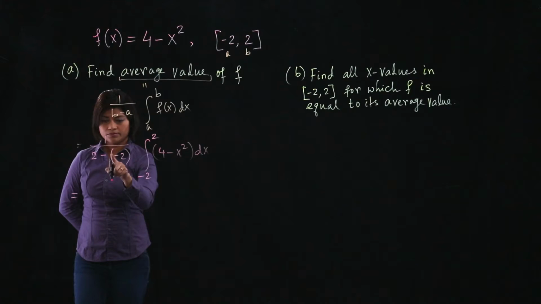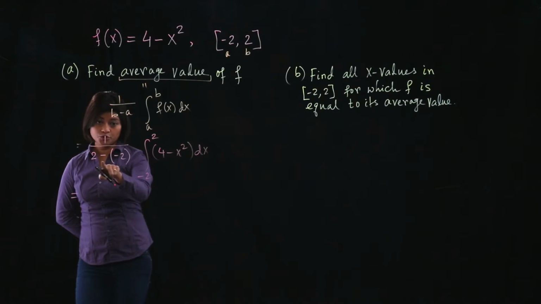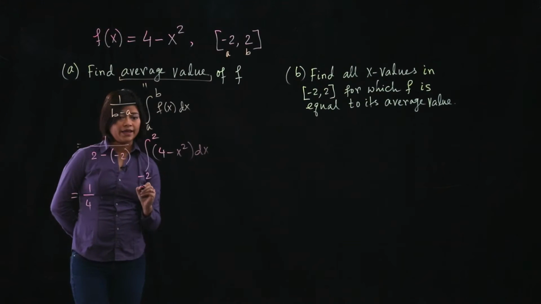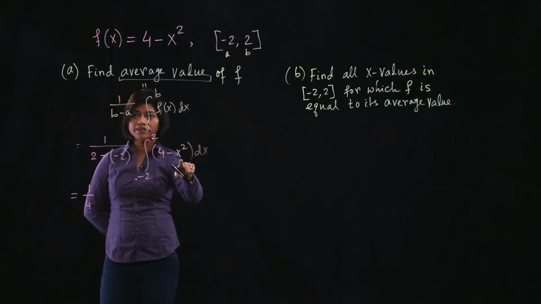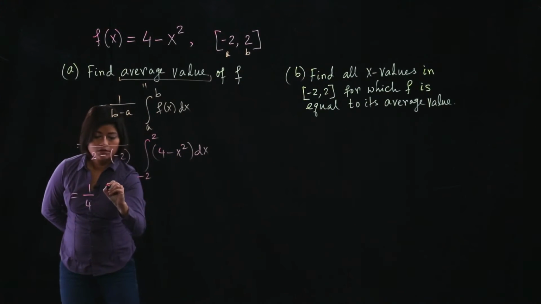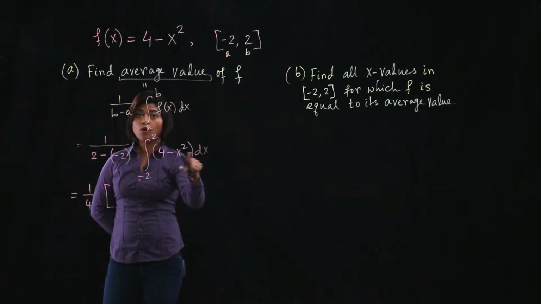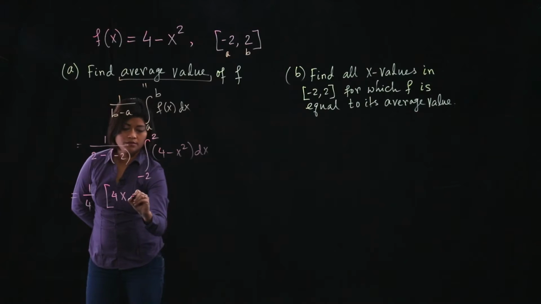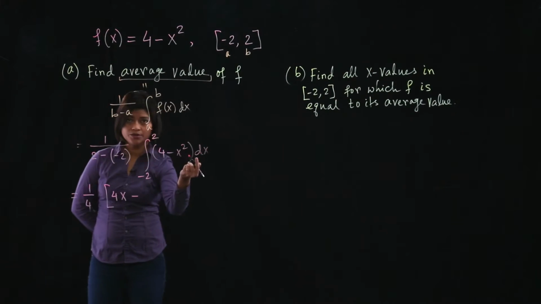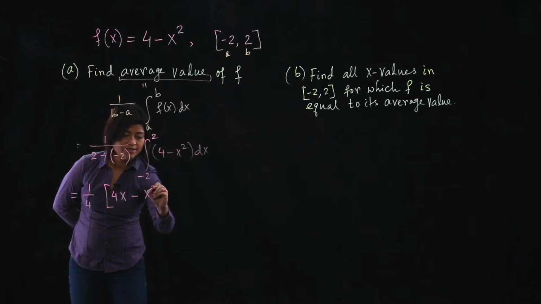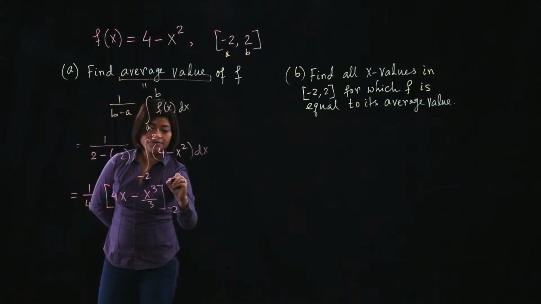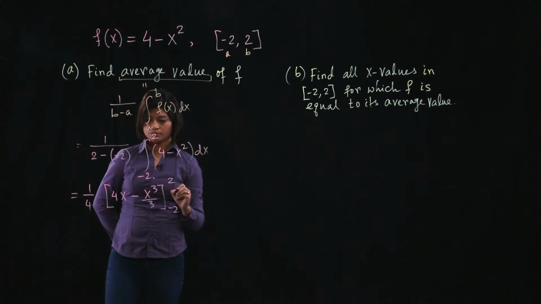Okay, let's continue. The constant is 2 plus 2, so it's 1/4. And then we just have to find the antiderivative. The antiderivative of 4 dx is 4x, minus x squared, use the power rule, is x cubed over 3. And we have to evaluate from -2 to 2.